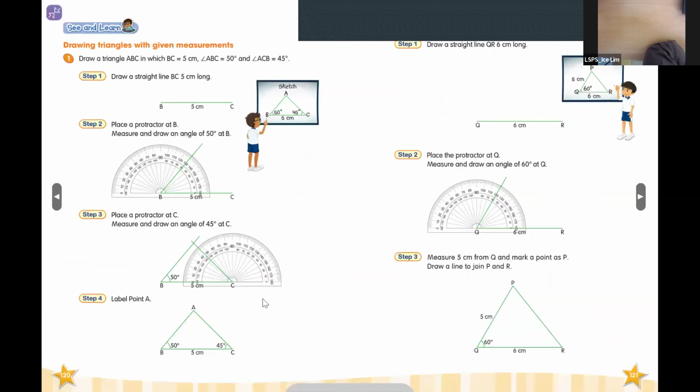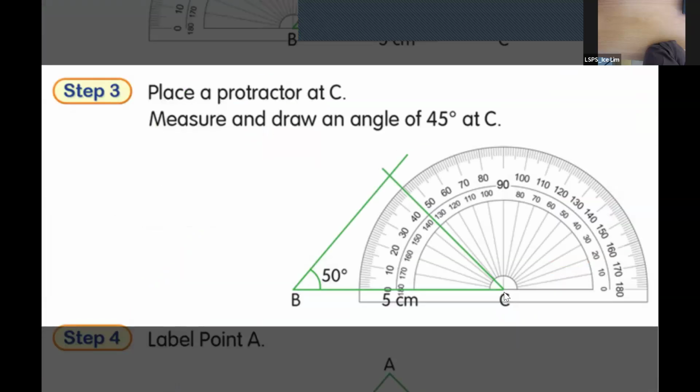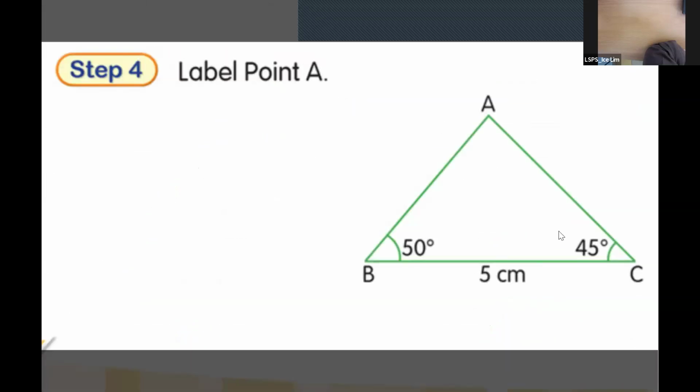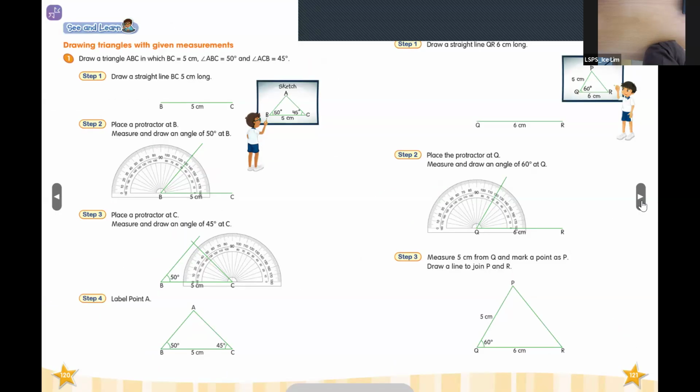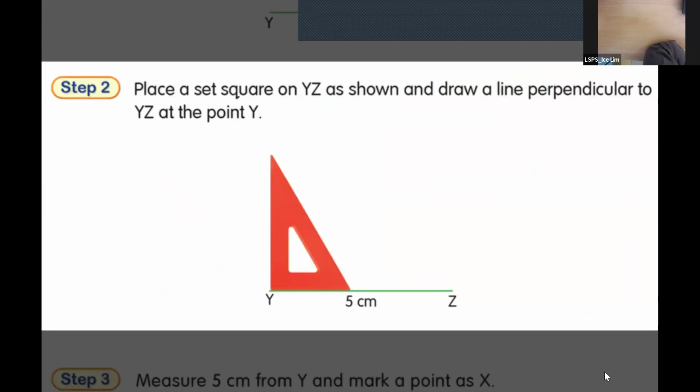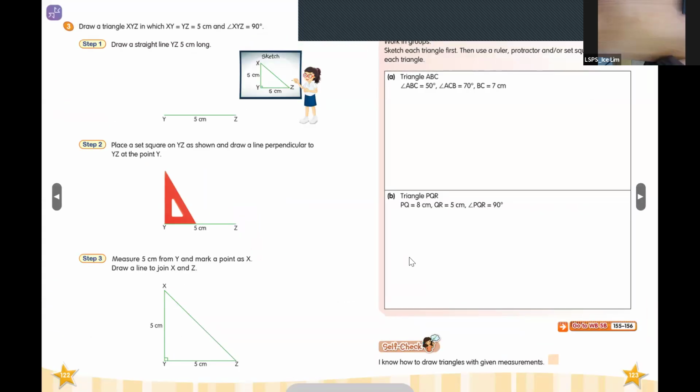I need to know how to put my protractor at another point, measure an angle, draw a line, and be able to draw a correct line. Not just that, I need to know how to use the set square to help me draw a triangle. Now, together with this, I've prepared a set of worksheets.